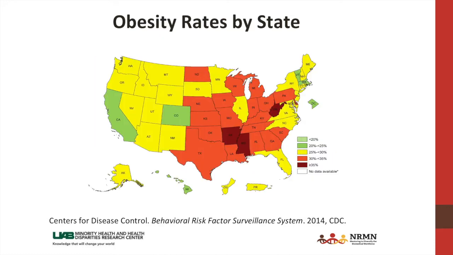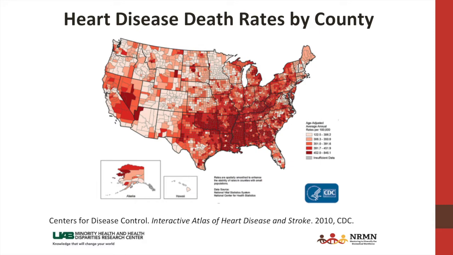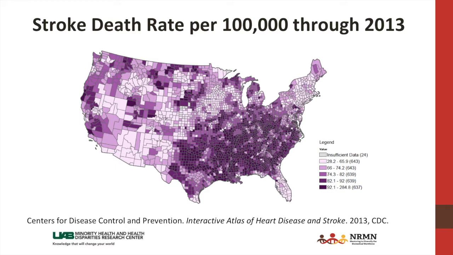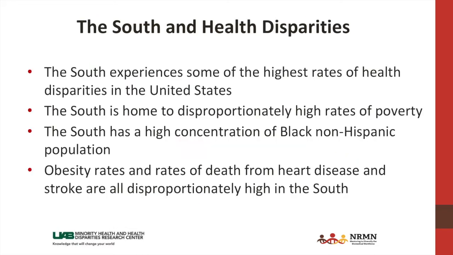Also, obesity rates are higher in the South. Heart disease death rates are higher in the South of the United States, and also stroke death rates. So as we can see, the South experiences some of the highest rates of health disparities. The South is the home of disproportionately high rates of poverty, the high concentration of African Americans, and also higher rates of obesity and death rates of heart disease and stroke, and also other chronic diseases.